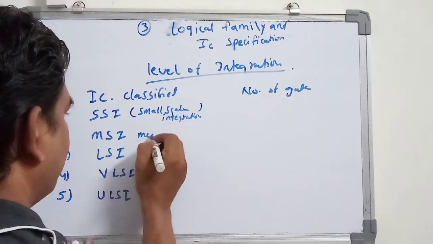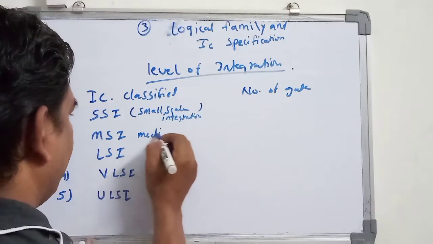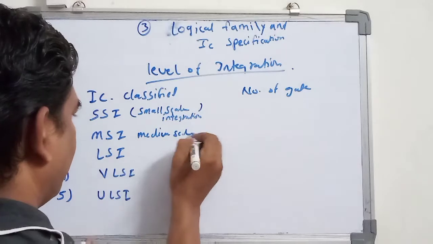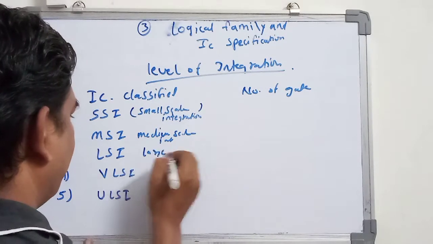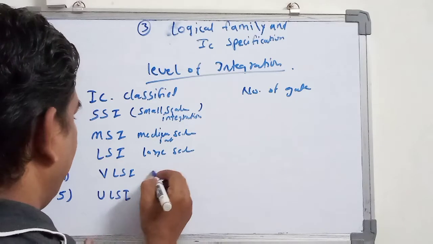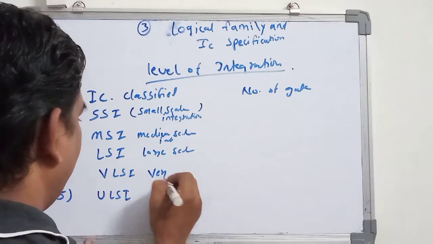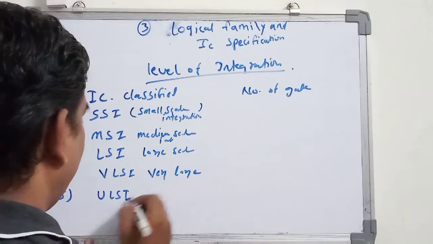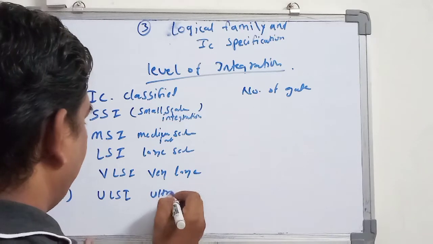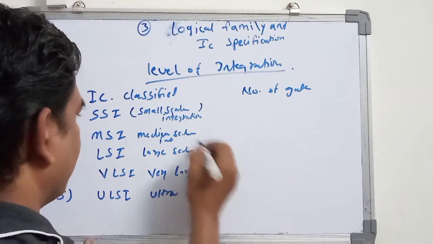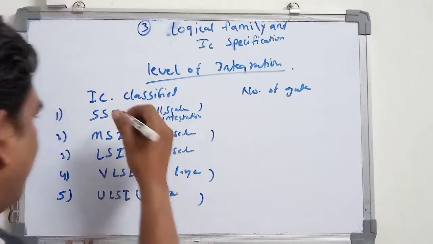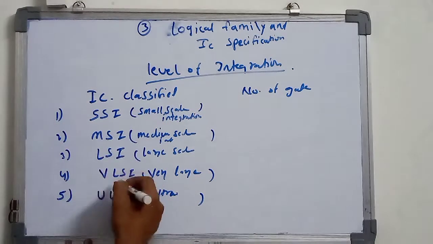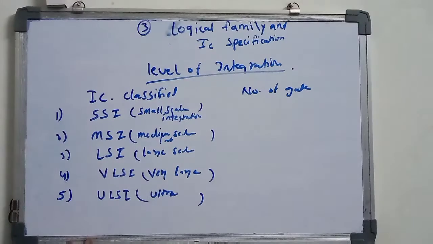It is medium scale integration, then it is a large scale integration, then it is a very large scale integration, it is a ultra large scale integration. So it is a full form for that particular SSI, MSI, LSI, VLSI, and the ULSI.